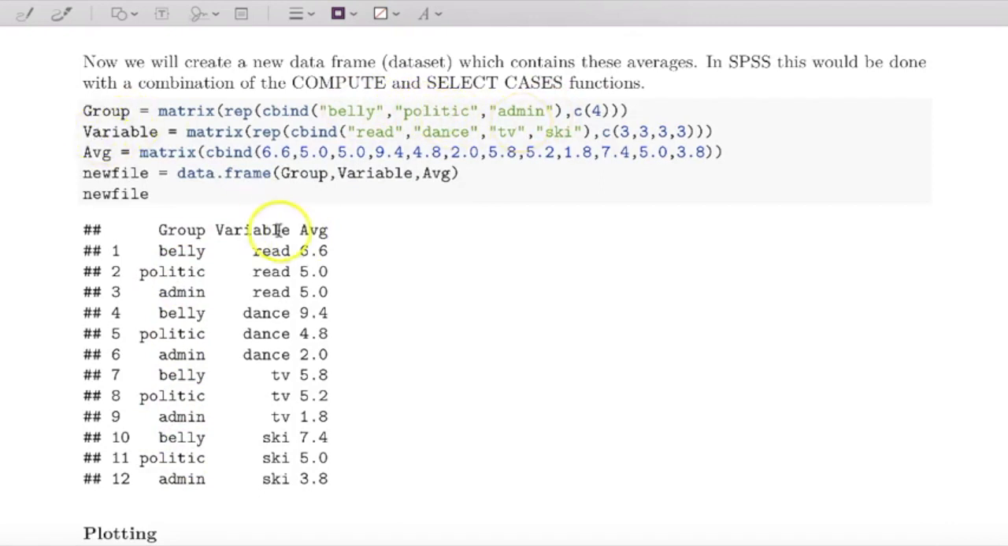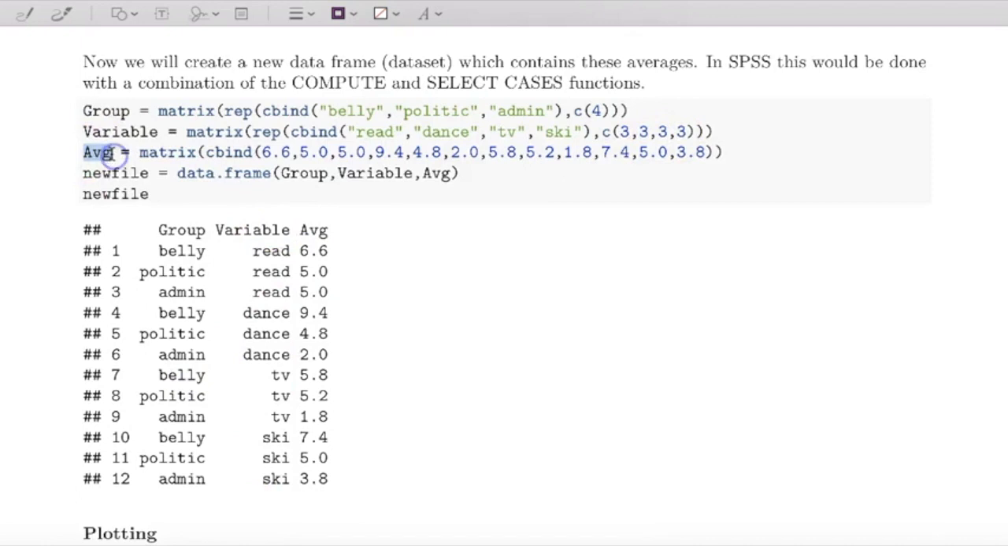Then I want to create another column called variable, and that is going to have the leisure activities. So again, I'm going to create a matrix. I'm going to repeat the values, and then I'm going to tell it what I want repeated. In this case, I want reading, dancing, TV, and sky, and I want to repeat it 3 times. Read, read, read, and then 3 times again for dance, and then the same for TV, and then the same for sky. Okay, so that's creating this column.